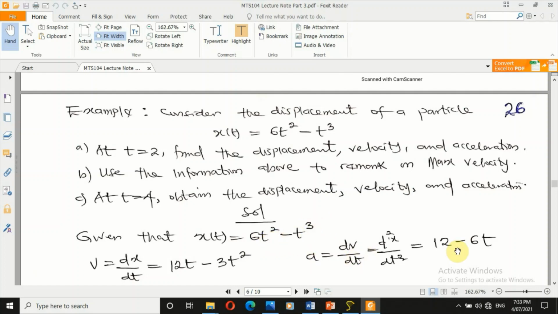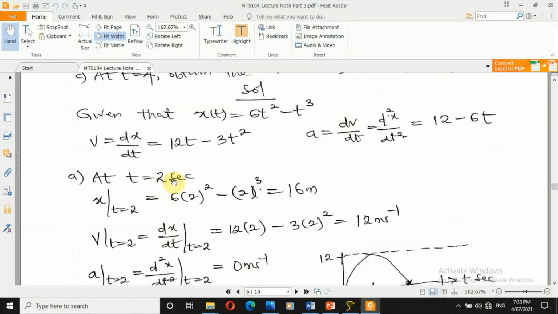Now, what about the acceleration? Let's go now. At t equals 2 seconds, let's evaluate the position, the velocity. Let's start from the position vector, from the displacement. If you evaluate this one at t equals 2, you have 16 meters. If you evaluate velocity at t equals 2, you have 12 meters per second. If you evaluate acceleration at 2 seconds, you have 0 meters per second squared.